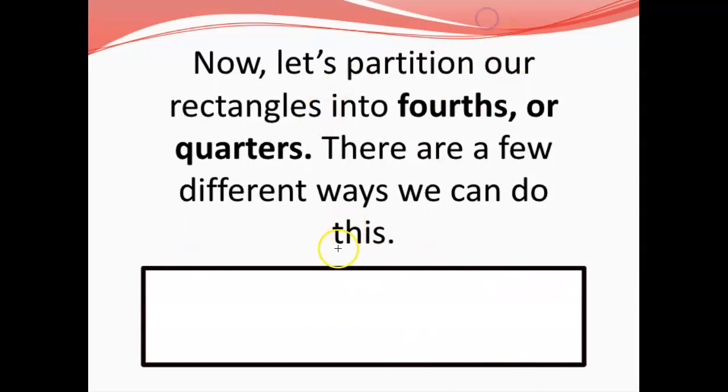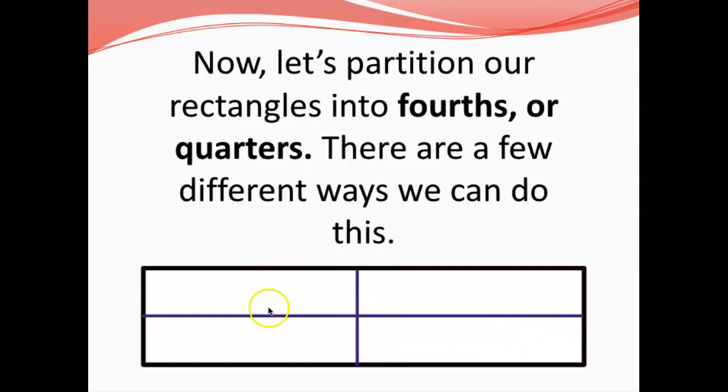The last way to cut your rectangle into fourths was go right in the middle, cut it in half this way, and then right in the middle, cut it in half this way. Now we have 1, 2, 3, 4 pieces. So there's a few different ways you can do this. I want you to split yours in fourths, whichever way you think is the easiest, and then you're going to shade in 1/4. When you're ready, pause now to do that, and when you're ready, press play.